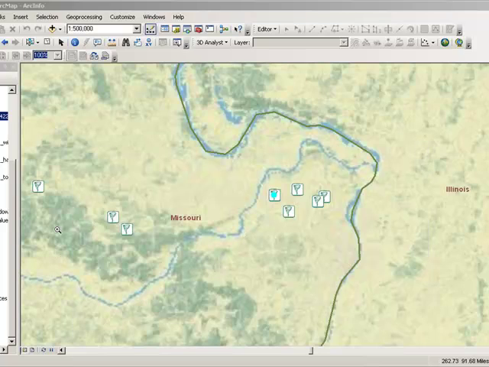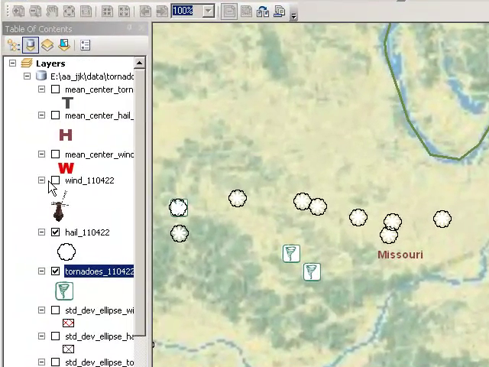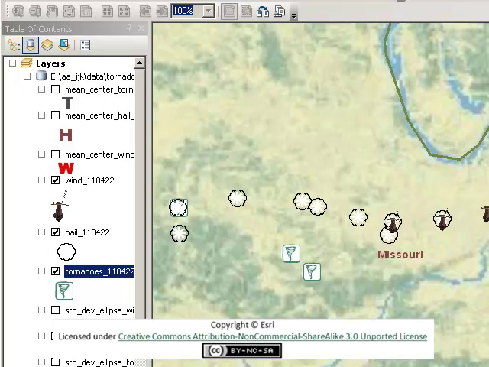And as you can see, there are others in that area. Describe any wind and hail events. Here's hail. Here's wind events that occurred near the location of this tornado that day. And resave your map document.